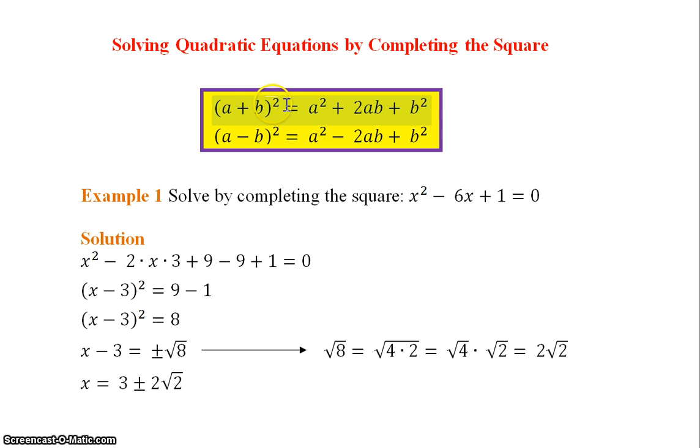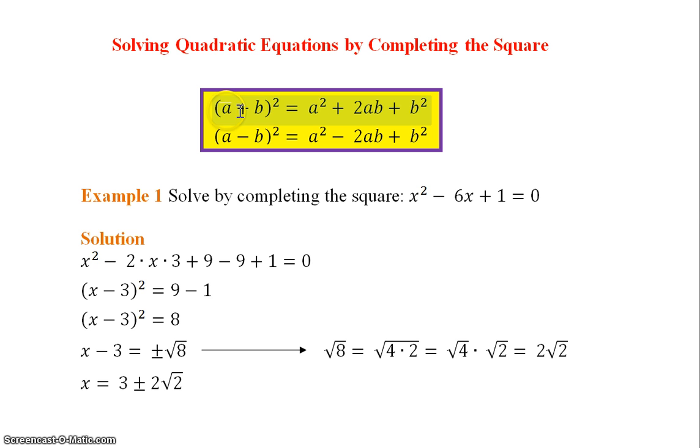(a + b)² = a² + 2ab + b², and (a − b)² = a² − 2ab + b². The first formula is called square of sum. The second is square of difference.